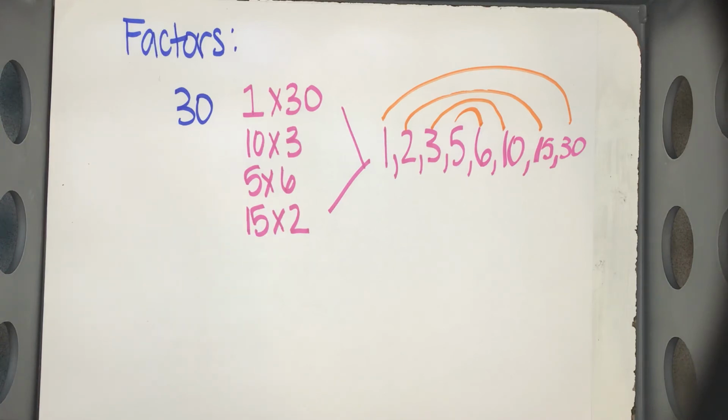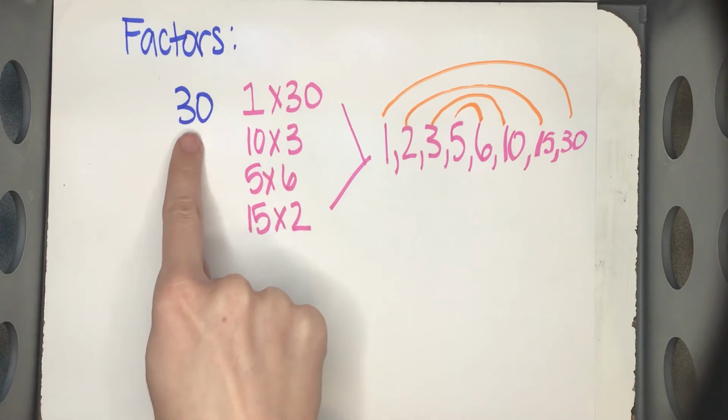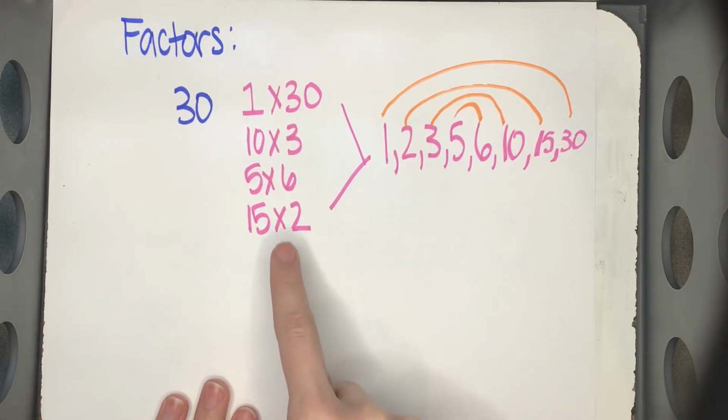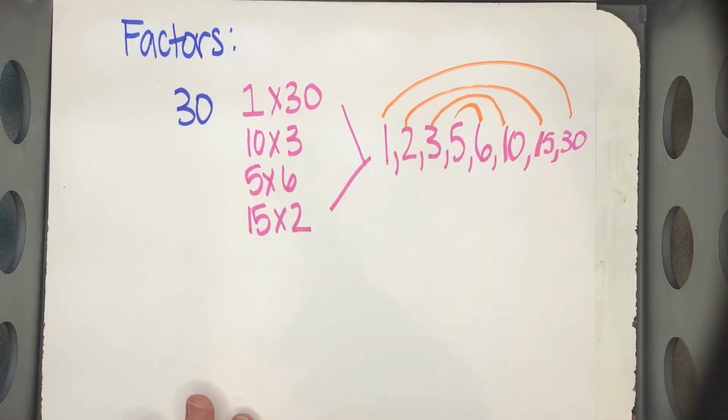Some of you may be going, Miss Weaver, this is really hard to do in my head, and I totally agree with you. It's hard for me to just start spitting out numbers that I can multiply to get 30. That is why I did this first. I listed out my multiplication facts so I could get my factors.